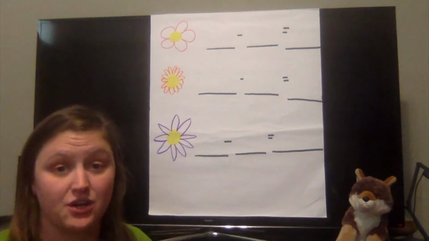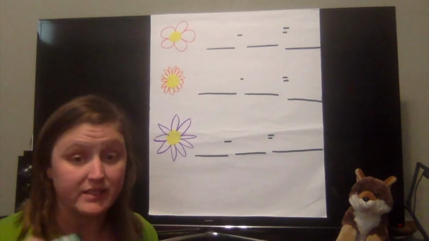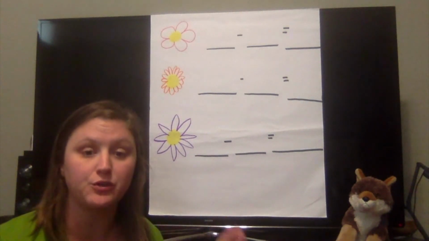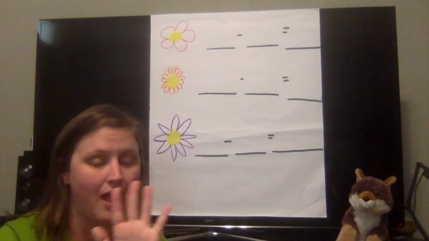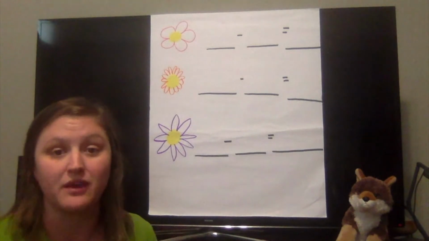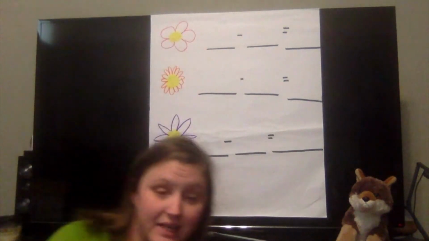So let's get started. What I want you guys to do is take a marker board and a marker, or a pencil and paper, or a crayon and paper, whatever you'd prefer, and you're going to draw a flower. Any flower with any kind of petals, any color that you can think of. So I drew this simple flower with 5 little petals and a center.